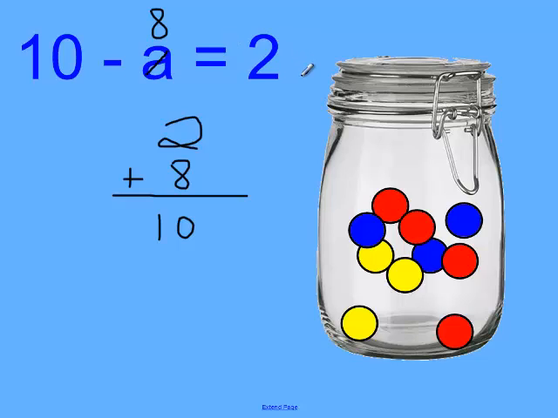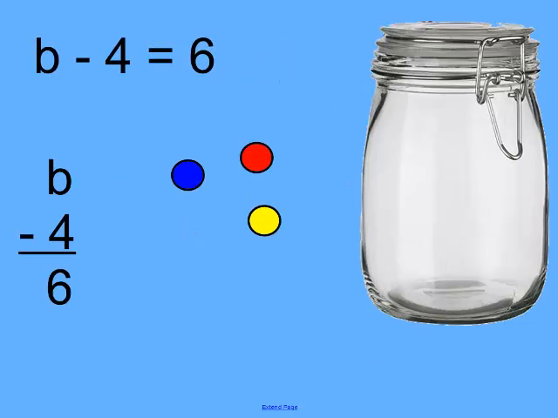Remember when we did subtraction, I had you check your answers. And to do that, you were able to take 2 plus the 8 is equal to 10. You work it all backwards and do the opposite. Okay? Let's look at the next one.